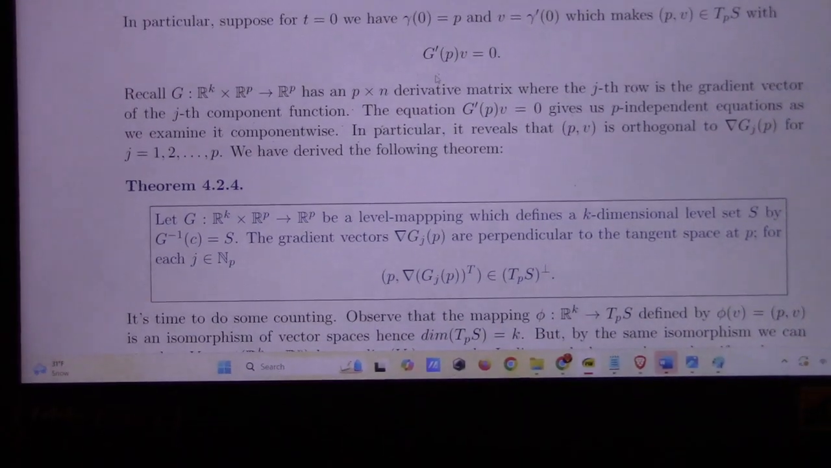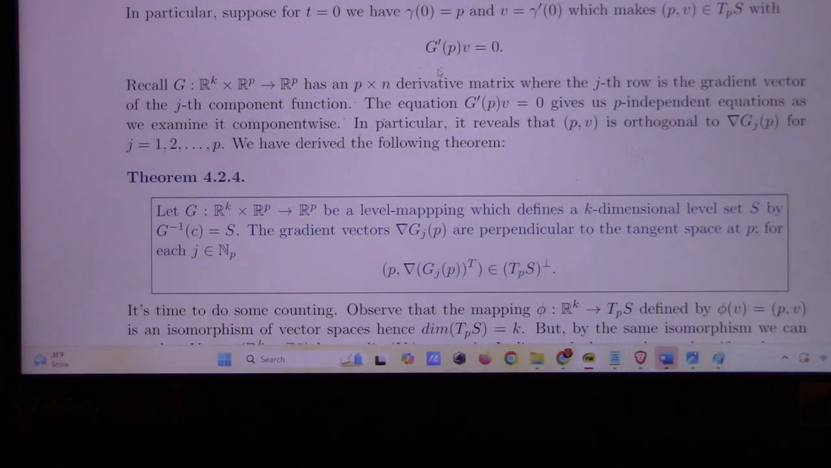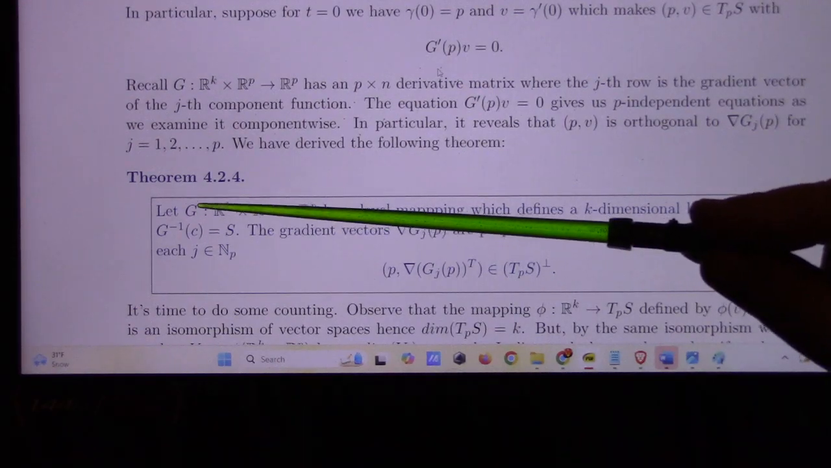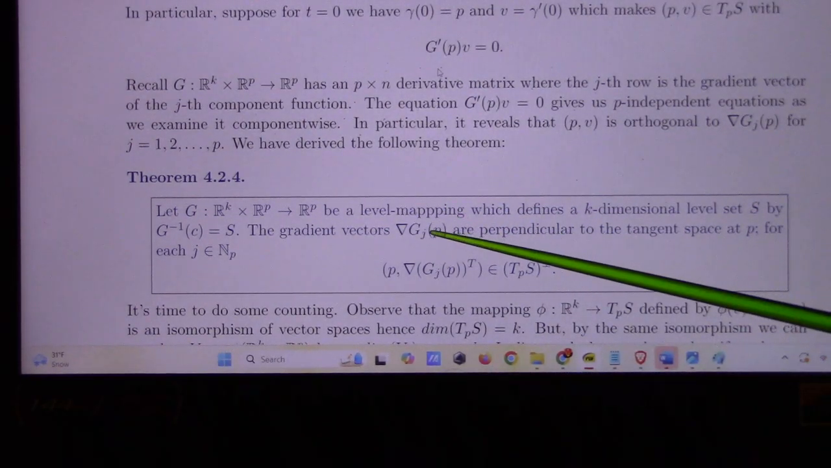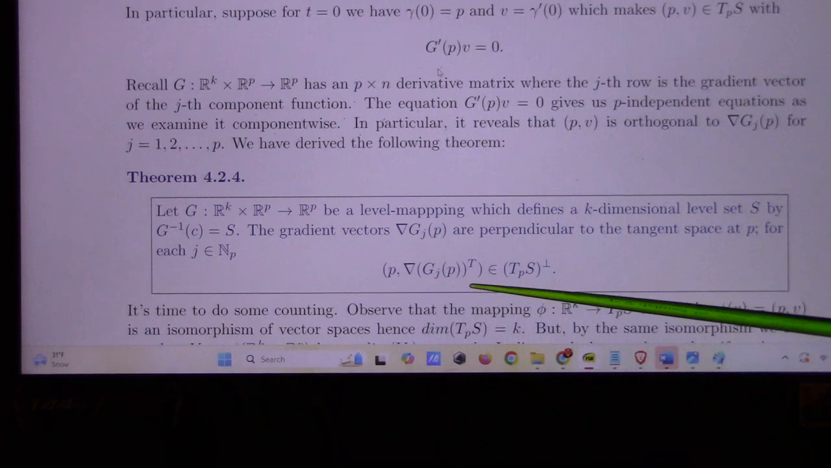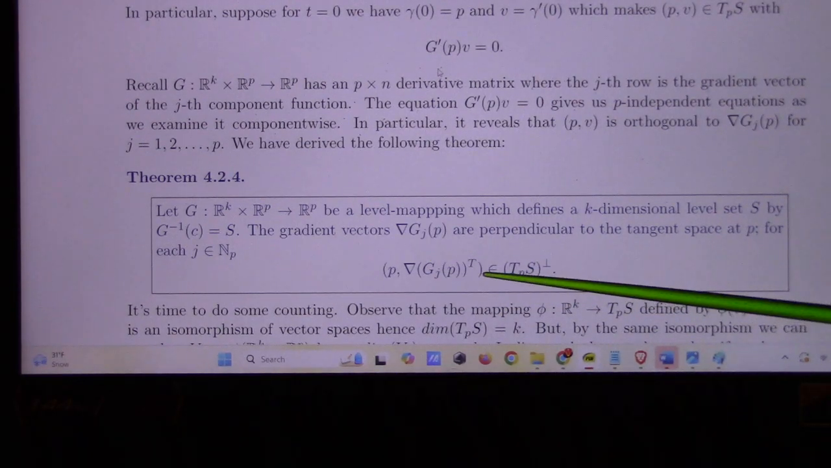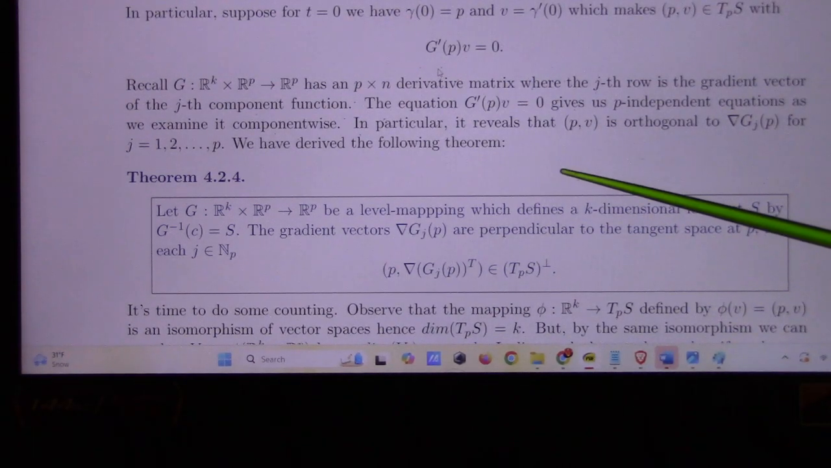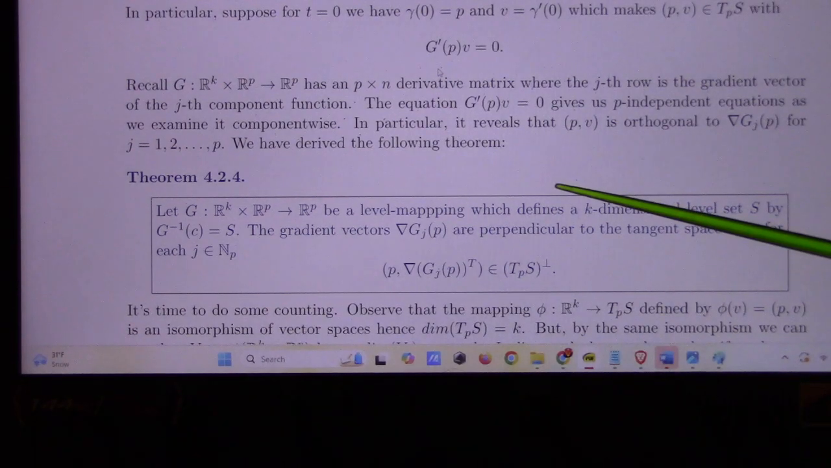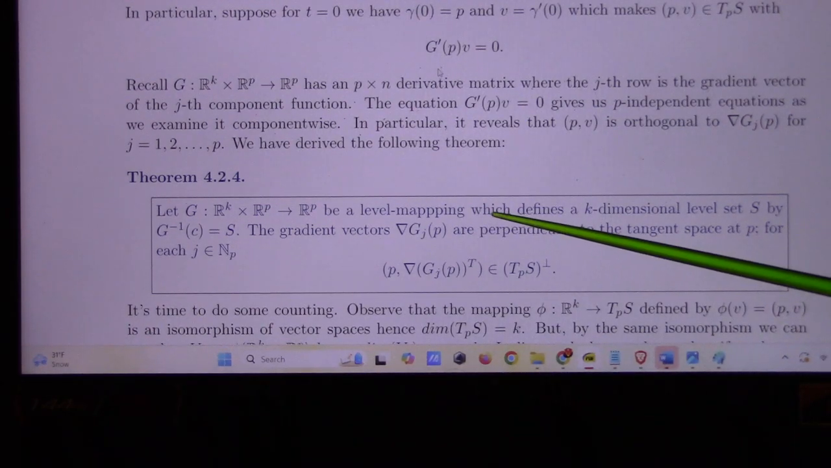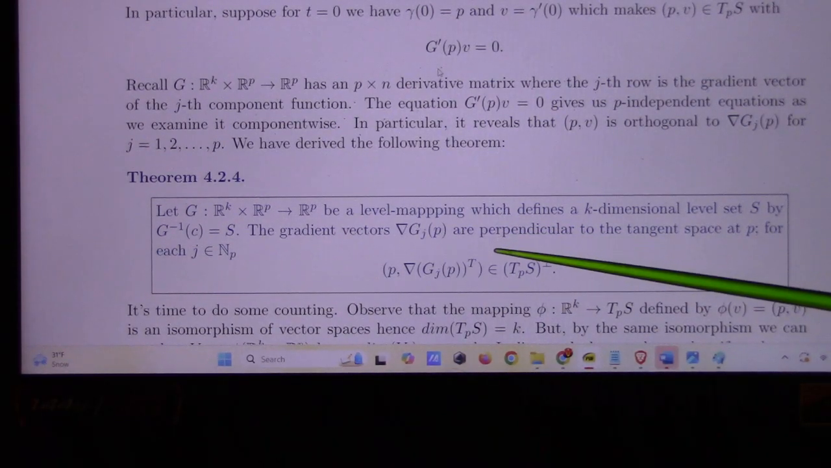Alright, so down here we have a level set with these defining level equations. The level function, let's call it g. I said the gradients of the component functions are perpendicular to the tangent space at P. I need the transpose here because, see, goodness gracious. I guess it depends on whether I'm thinking of the gradient vector as being a column vector or a row vector. I think there's a good chance I'm inconsistent on this point.